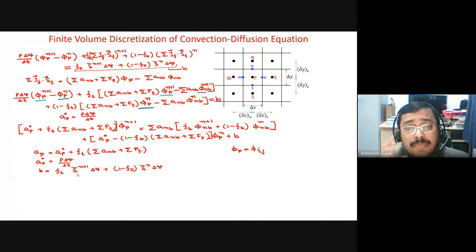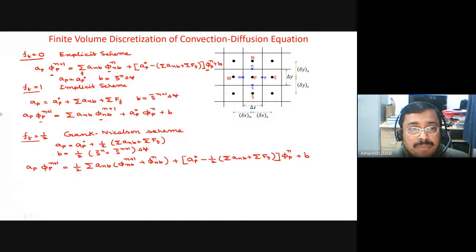Now if ft becomes 0, what will happen? If ft becomes 0, then you can see that we will have only one unknown term, phi p n plus 1, and all the other terms will be known from the previous time level n. So we are putting ft equal to 0 in this discretized equation, then we are actually getting the explicit scheme. Because only one unknown is there, this is known as explicit method. So you can see that obviously in the right hand side all the terms are known, so you can just find the phi p at n plus 1.